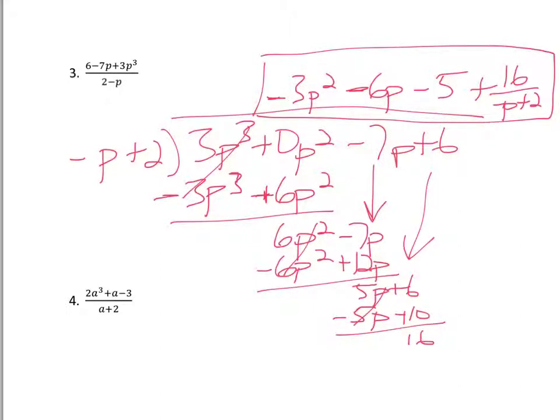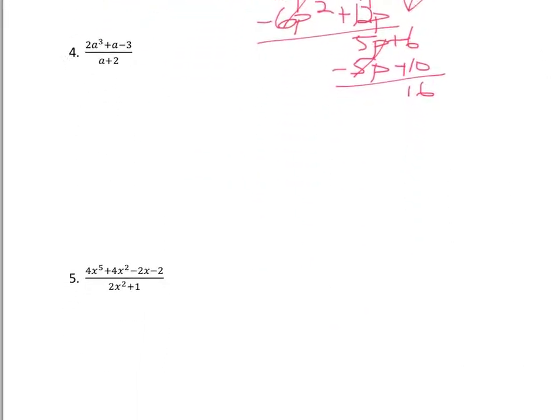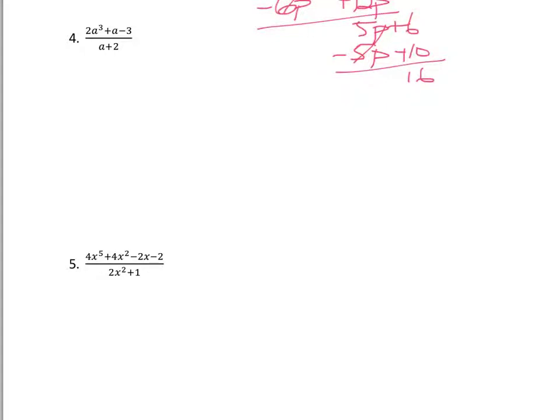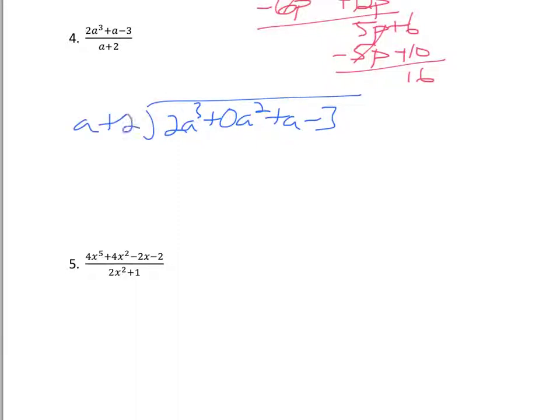That's it. Now, number 4 is pretty much the same thing as what we just did in 3, but we'll do it anyway. Same exact process, I just want to make sure we're practicing this gap thing. Alright, so we've got 2a cubed plus 0a squared plus a minus 3. Luckily it's in order for us already, dividing by a plus 2. So we're going to have to multiply that by 2a squared to get our 2a cubed plus 4a squared here.